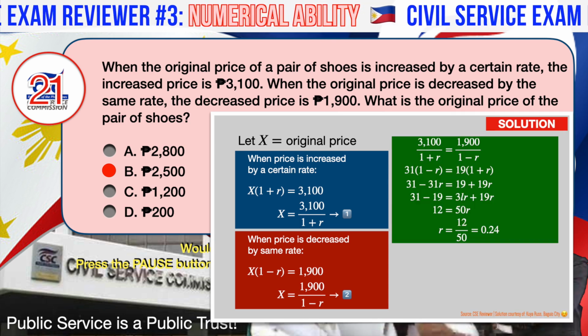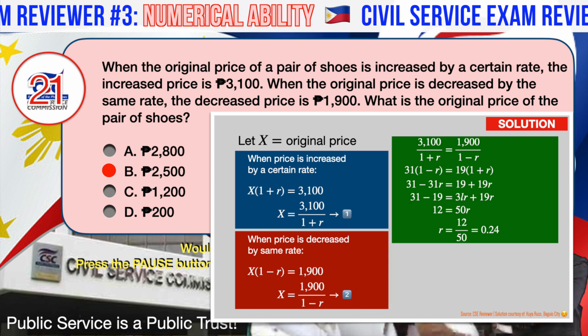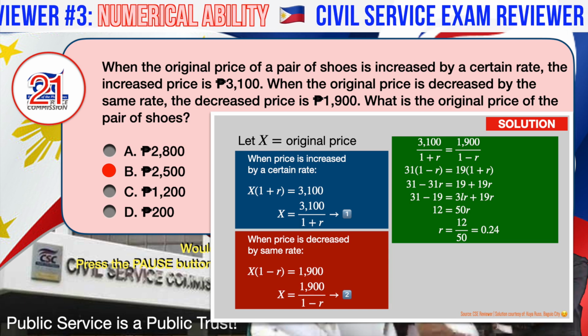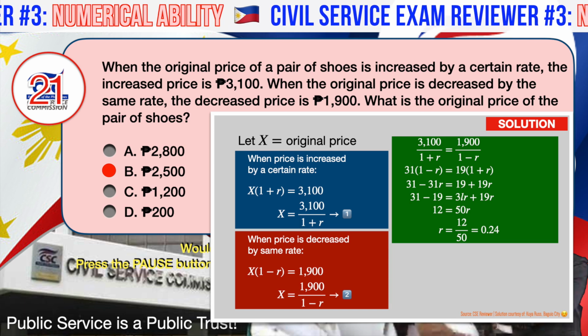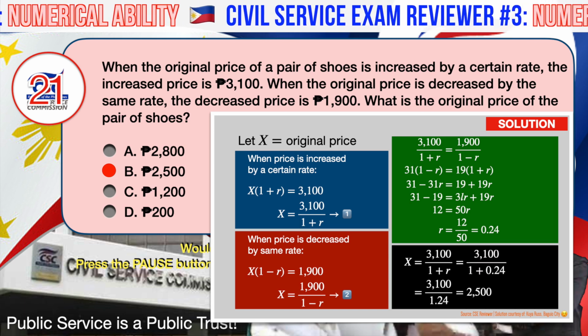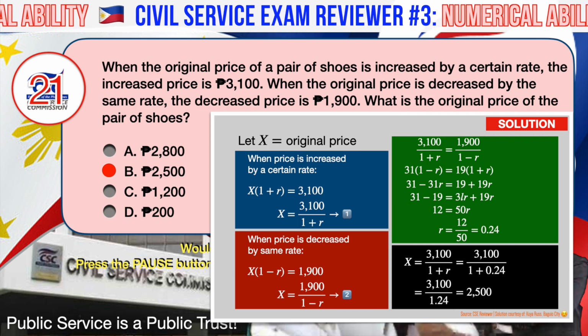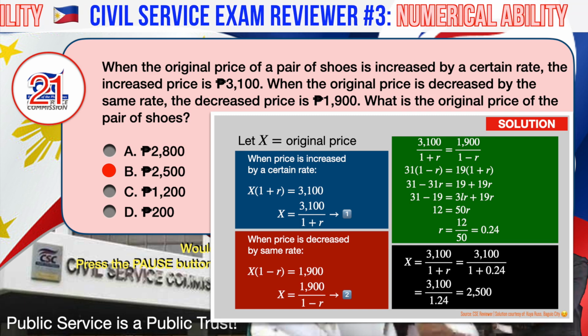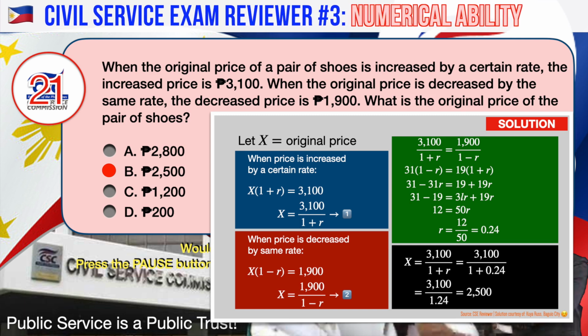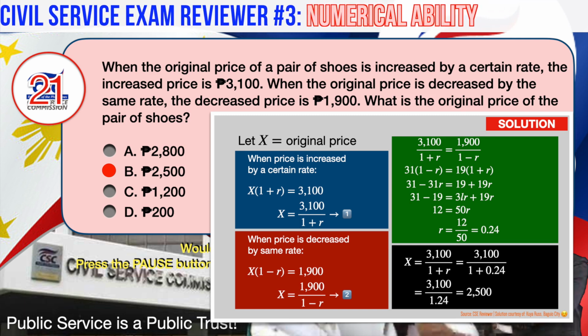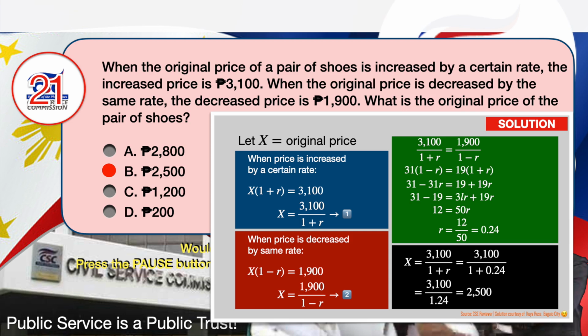We can equate equations 1 and 2 and solve for the common rate, R. We should arrive at R equals 24% or 0.24. Now we can solve for the original price, X. We substitute our computed value of R to either equation 1 or 2. Let's do it with equation 1. We should arrive at our final answer of 2,500 pesos. Try solving for X using equation 2. You should arrive at the same answer.